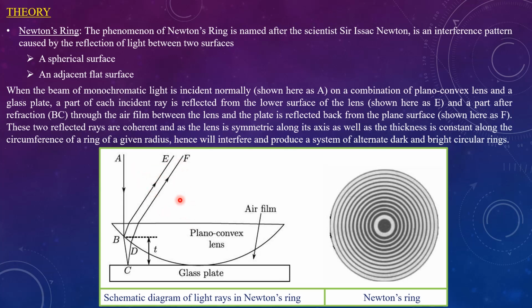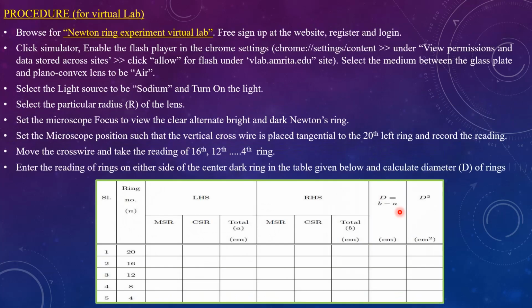These two reflected rays are coherent, and as the lens is symmetric along the axis as well as the thickness is constant along the circumference of a ring for a given radius, the interference pattern of these two reflected rays will be a system of alternate dark and bright circular rings. These rings are called Newton's rings.